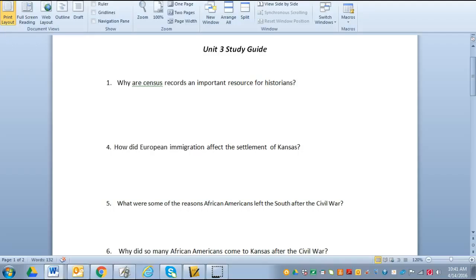They were pushed from the South because of discrimination and violence. They were being discriminated against because of their race. They needed a new life, a new beginning. Okay? They wouldn't be able to make enough money to own land.